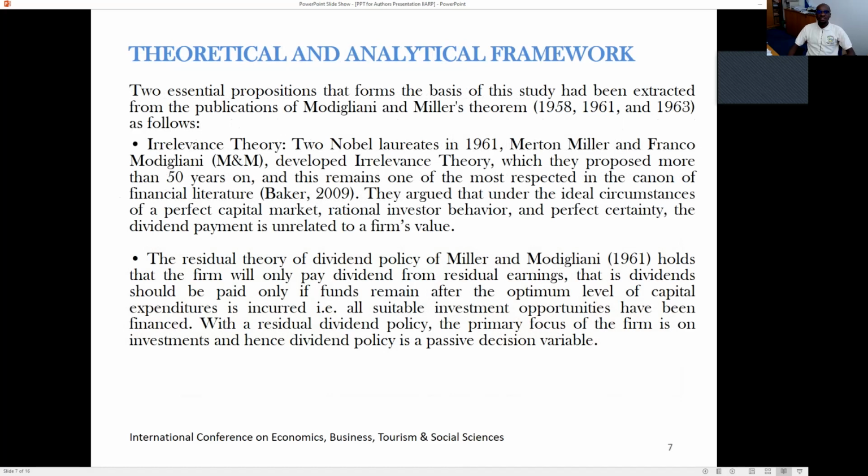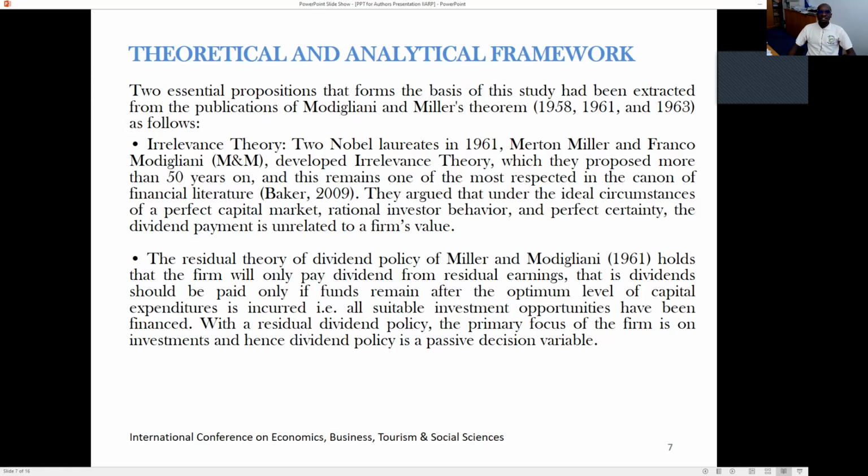Theoretical and analytical framework. Two essential propositions that form the basis of this study have been extracted from the publications of Modigliani and Miller, 1958, 1961, and 1963, as follows. Number 1, irrelevance theory. Nobel laureates Merton Miller and Franco Modigliani developed the irrelevance theory in 1961, which they proposed more than 50 years ago, and it remains one of the most respected in the canon of financial literature, according to Baker in 2009. They argue that under the ideal circumstances of a perfect capital market, rational investor behavior, and perfect certainty, the dividend payment is unrelated to a firm's value.